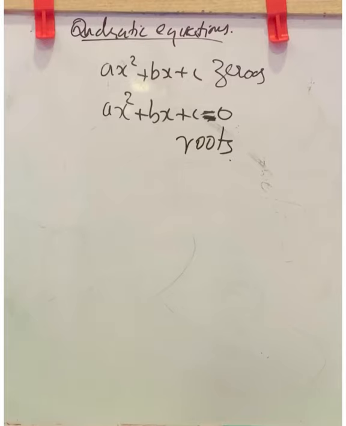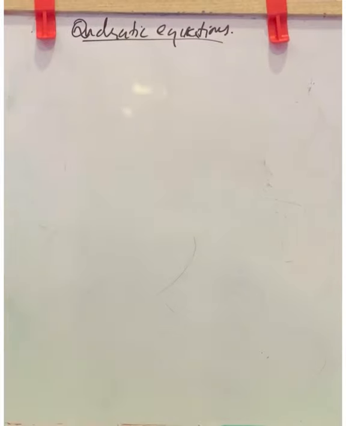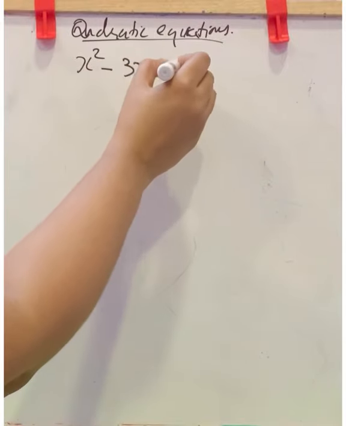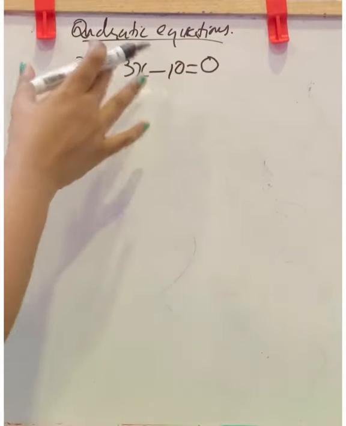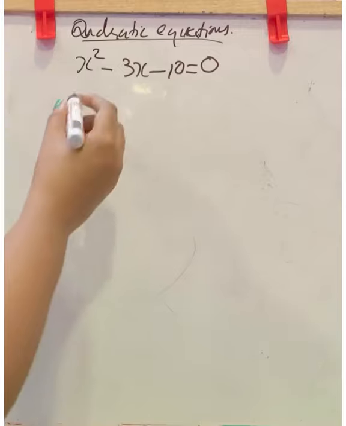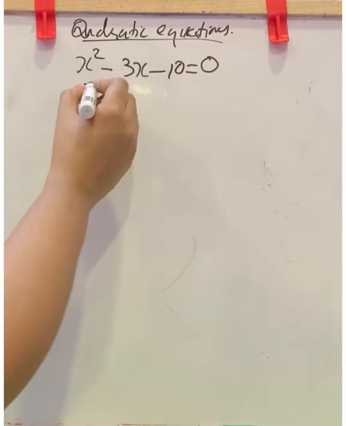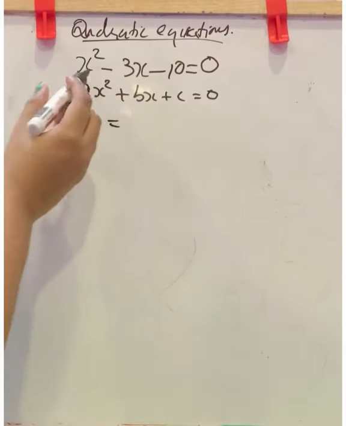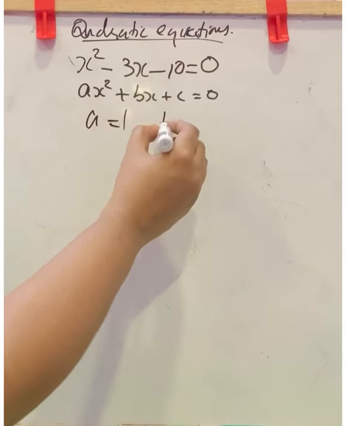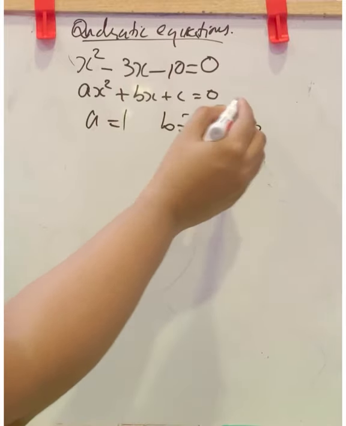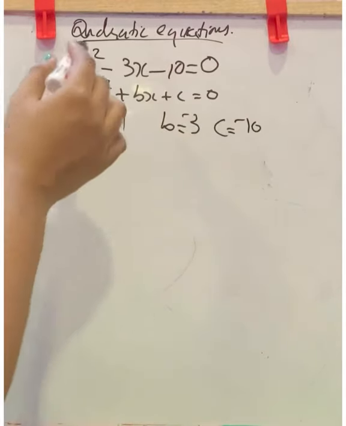So coming to exercise 4.2, we will do the problems. Find the roots of the following quadratic equations by factorization. First question, x square minus 3x minus 10 equal to 0. If a quadratic equation is given like this, first you will check what a, b and c are. First we will write the general form, ax square plus bx plus c equal to 0. Here a is the coefficient of x square, 1. b is the coefficient of x, minus 3. c is the constant term, minus 10.